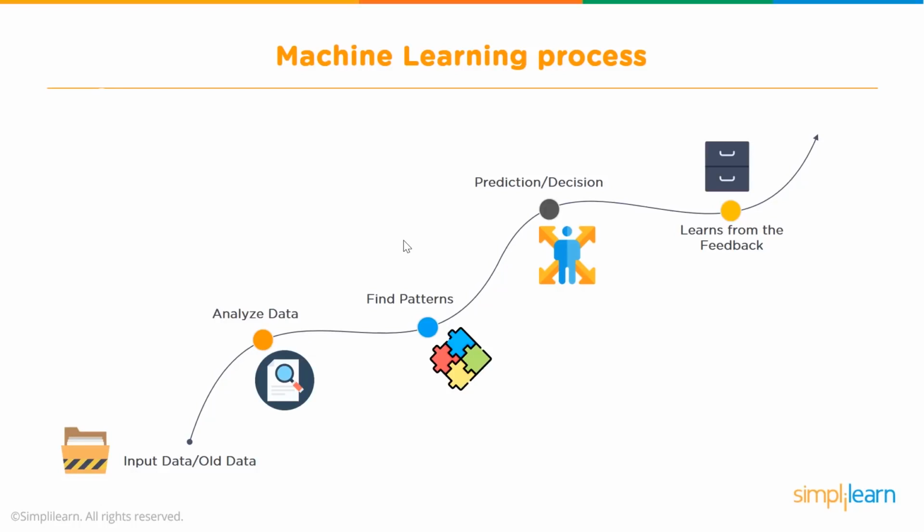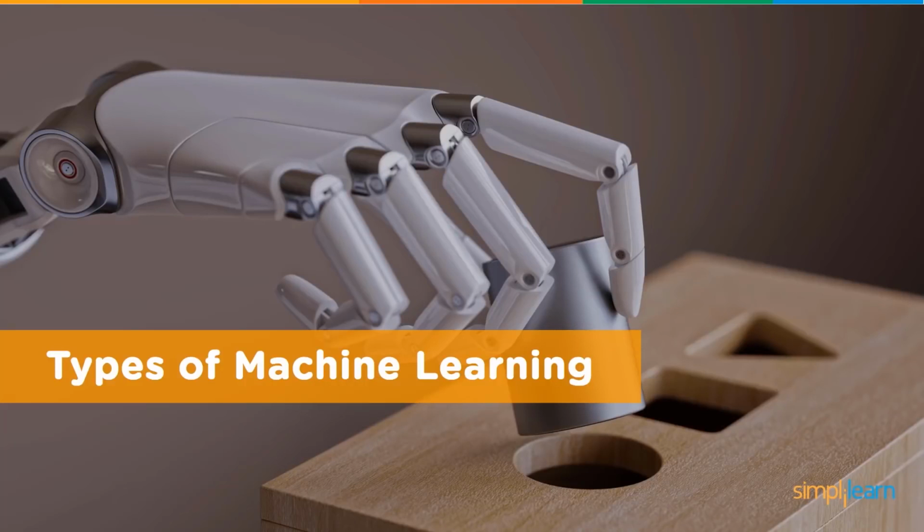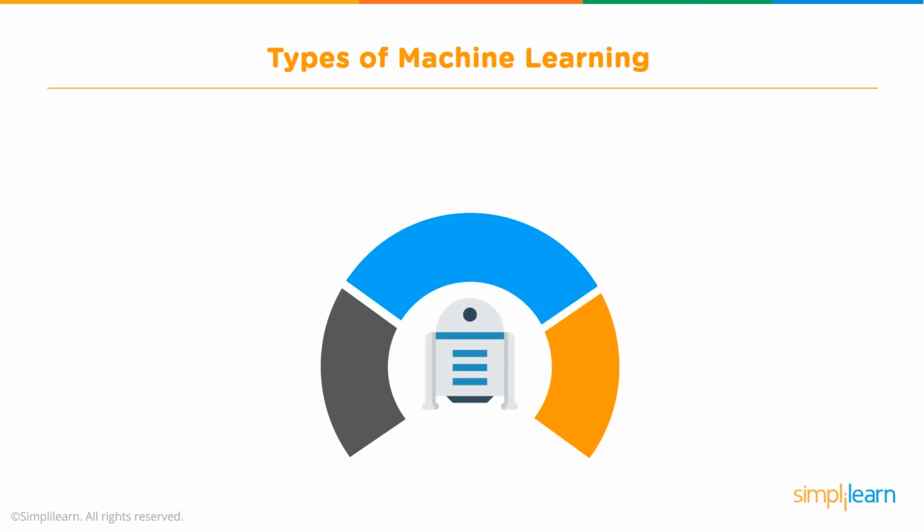The next time you ask the same system to predict and segregate the different types of fruits, it won't have to go through the entire process again. That's how machine learning works. Now let's look into the types of machine learning. Machine learning is primarily of three types.